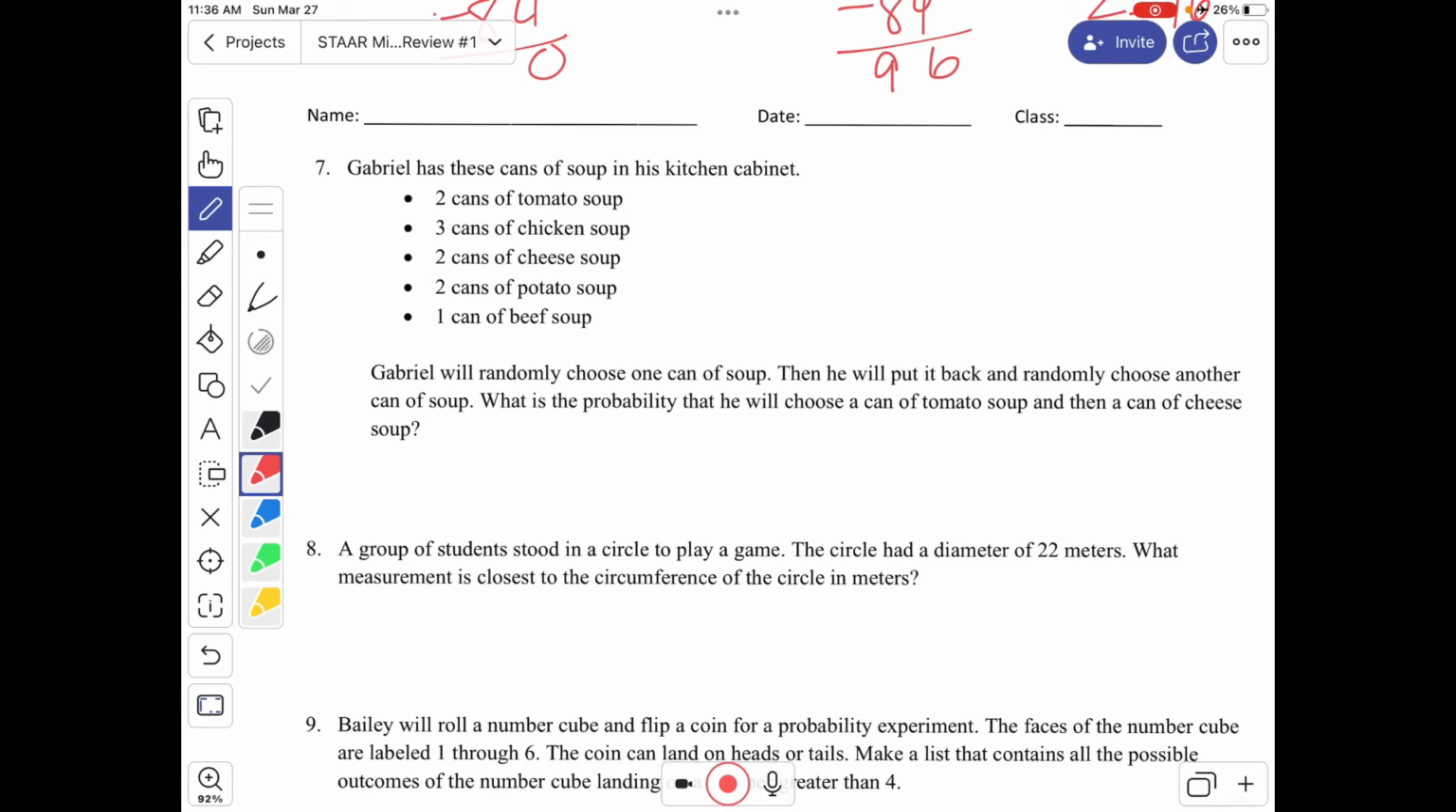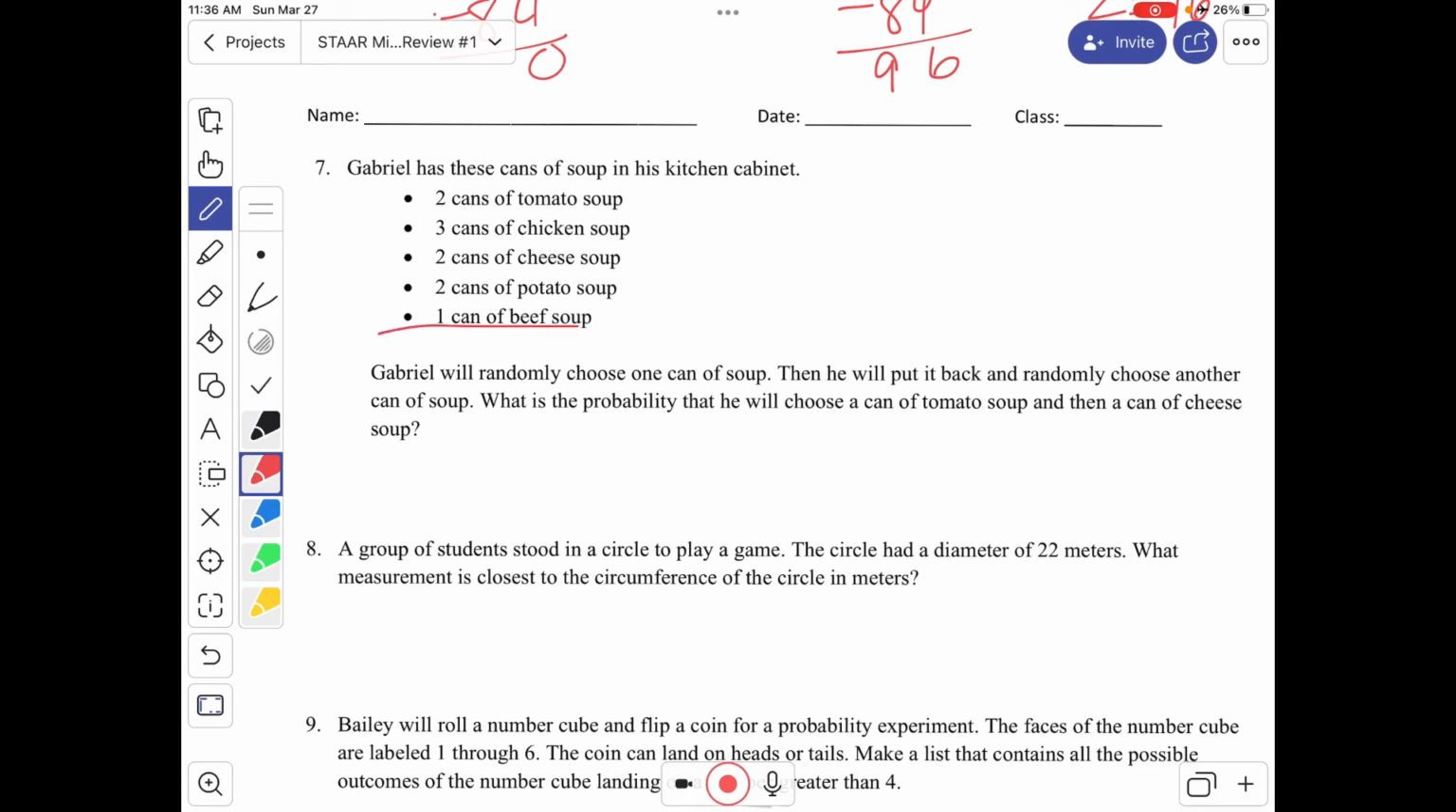Number 7. Gabriel has these cans of soup in his kitchen cabinet. 2 cans of tomato soup, 3 cans of chicken soup, 2 cans of cheese soup, 2 cans of potato soup, and 1 can of beef soup. Gabriel will randomly choose 1 can of soup. Then he will put it back and randomly choose another can of soup. What is the probability that he will choose a can of tomato soup, and then a can of cheese soup?